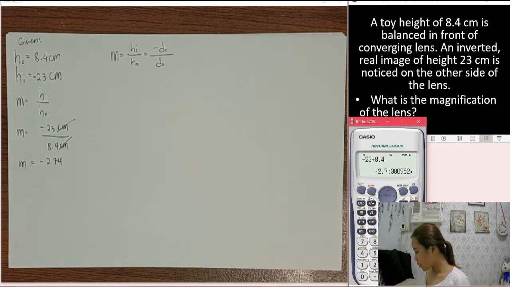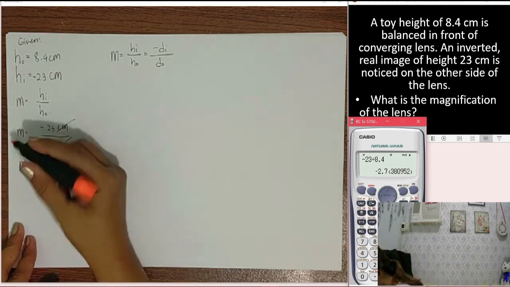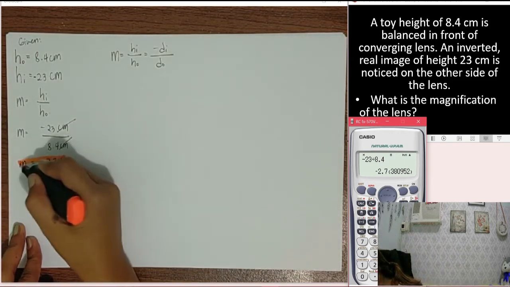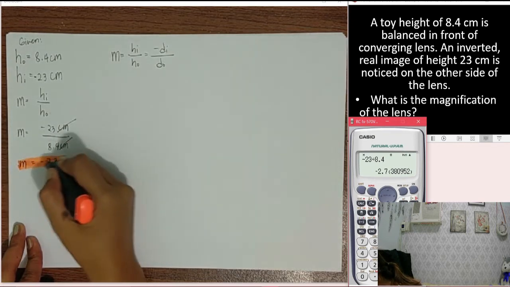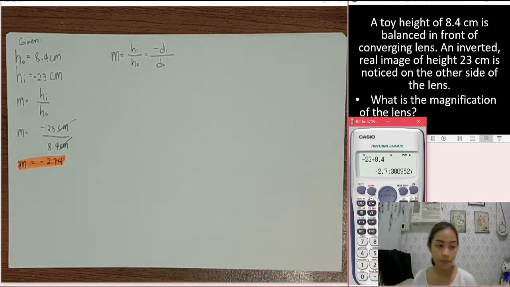According to the problem, we used a converging lens. So what is a converging lens? A converging lens is a convex lens. Again, a converging lens is a convex lens. So how is it that the image becomes inverted when using the converging lens?